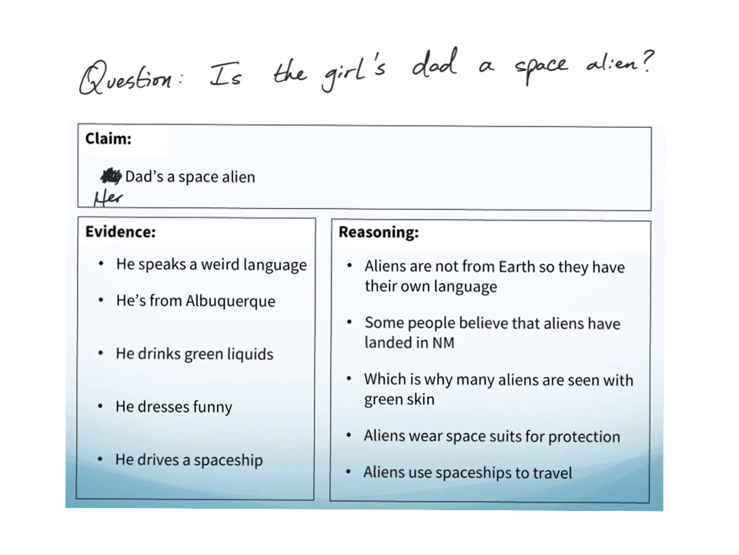Okay? So look, he speaks a weird language. Aliens are not from Earth, so they have their own language. He drinks green liquids, which is why many aliens have green skin. He drives a spaceship. Aliens use spaceships to travel. Okay? So I take each piece of information that I have there and I tie it back to my claim. I explain why those pieces of evidence mean that he's an alien.